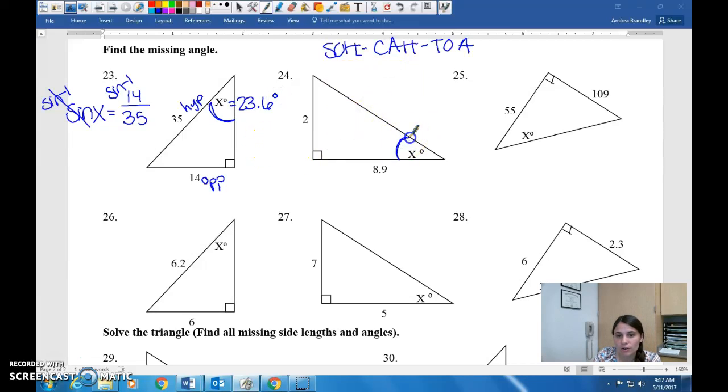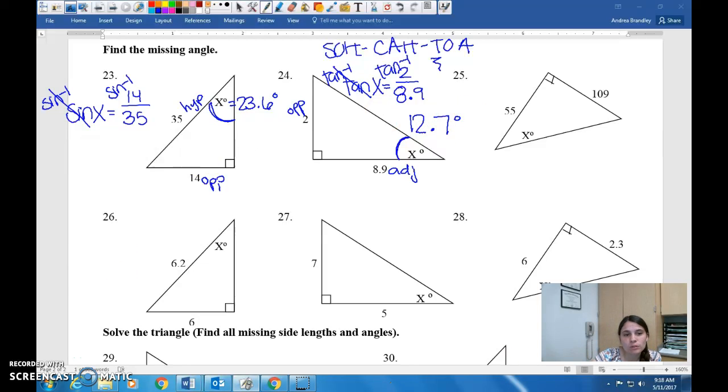So again, here's my angle. And my 2 is opposite my angle. 8.9 is adjacent to my angle. So the only one of these that has opposite and adjacent is tangent. So the tangent of x is equal to opposite, which is 2, over adjacent, which is 8.9. So then this time I'll take the inverse tangent of both sides. So these cancel. And x equals, in my calculator, the inverse tangent of 2 divided by 8.9, which comes out to be about 12.7. So this angle is 12.7 degrees.